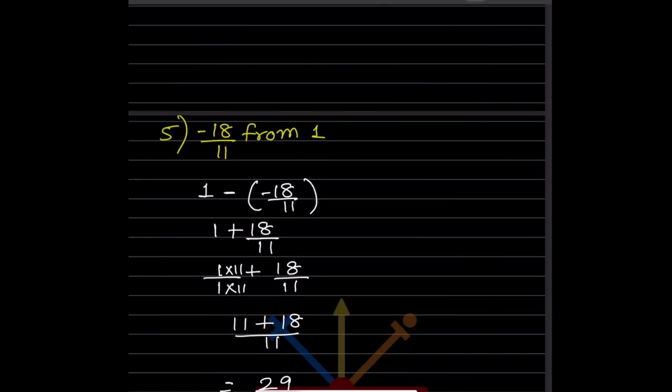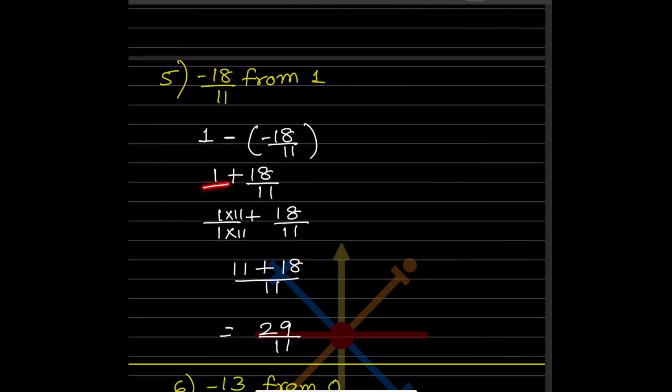Again here, minus 18 by 11 from 1. So this will be 1 minus of minus 18 by 11. So minus becomes plus, 18 by 11. So this will be 1. So the LCM is 11.